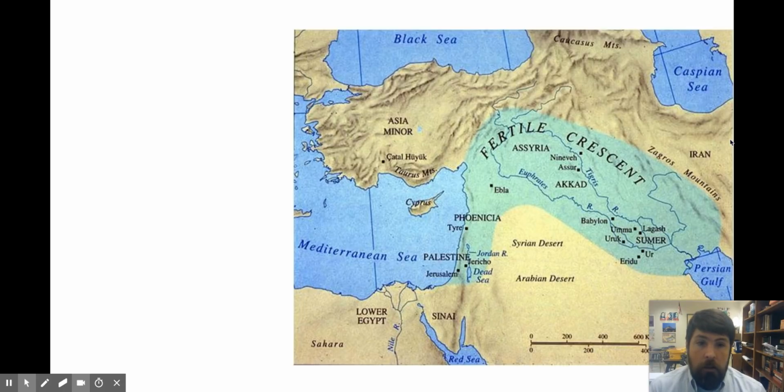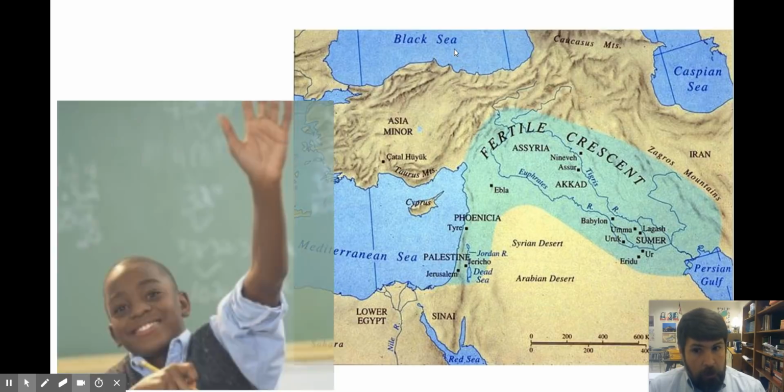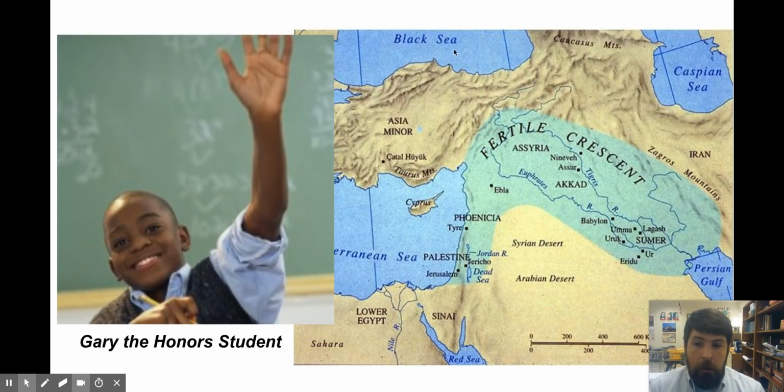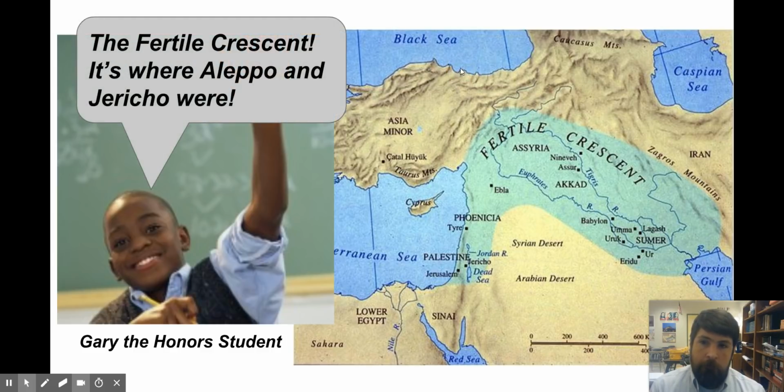In our last unit, we talked about this region, and we talked in our video on Neolithic sites, and here is Gary, the honor student, who is so excited to tell me what the name of this region is, even though it's already written on the map. Go ahead and tell me, Gary. Yes, Gary, it is the Fertile Crescent, and it is where Aleppo and Jericho were located.